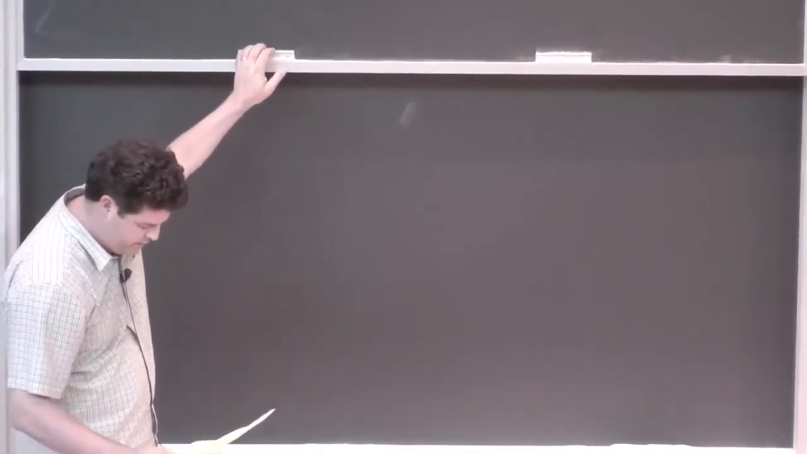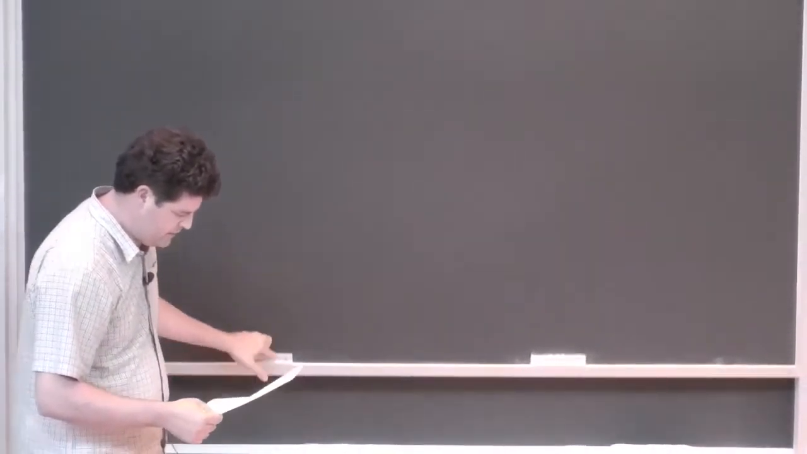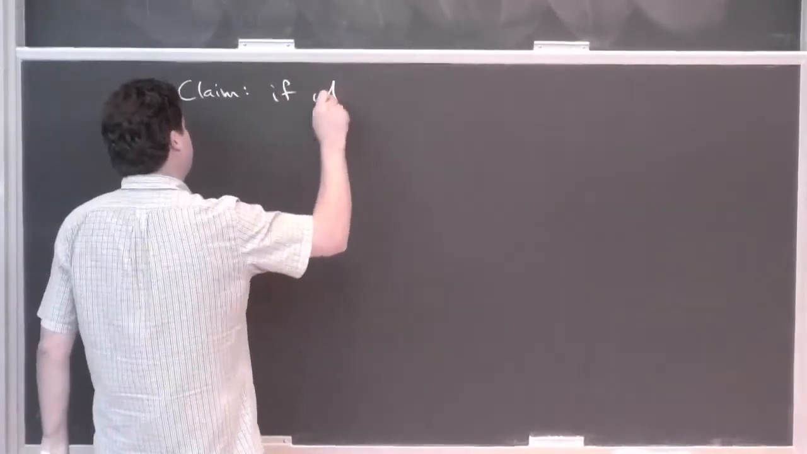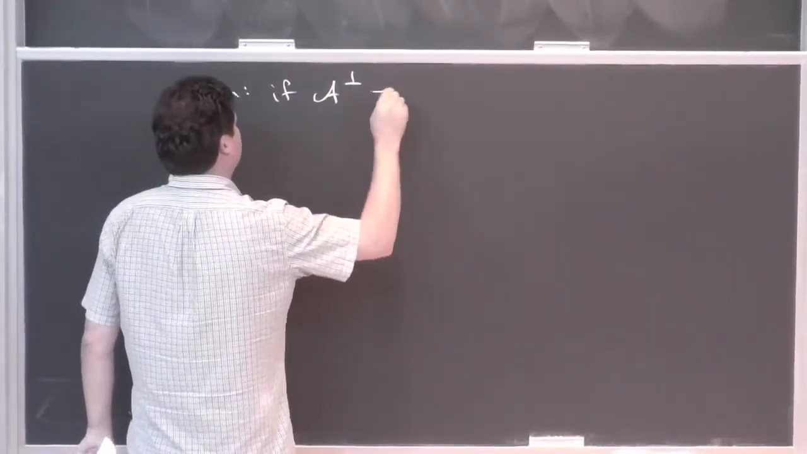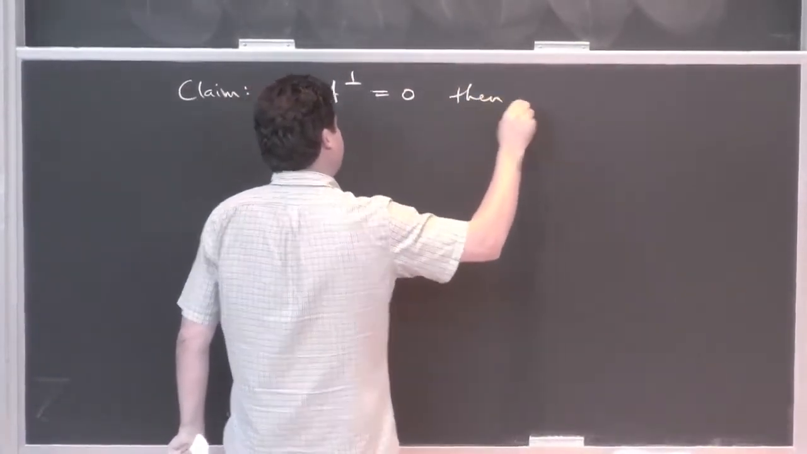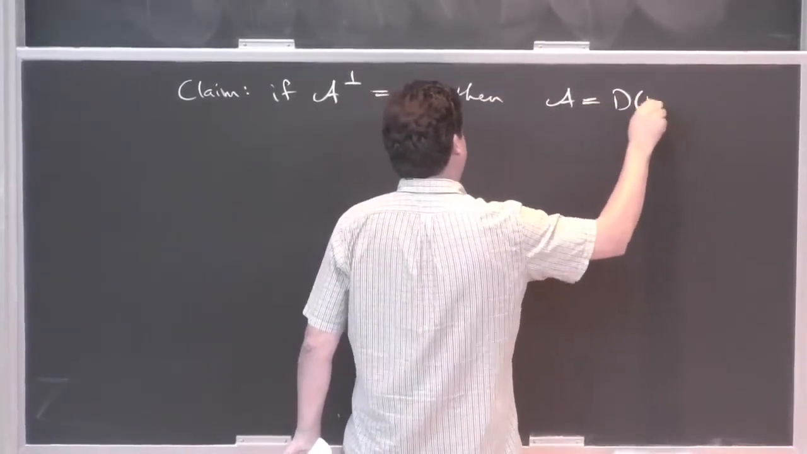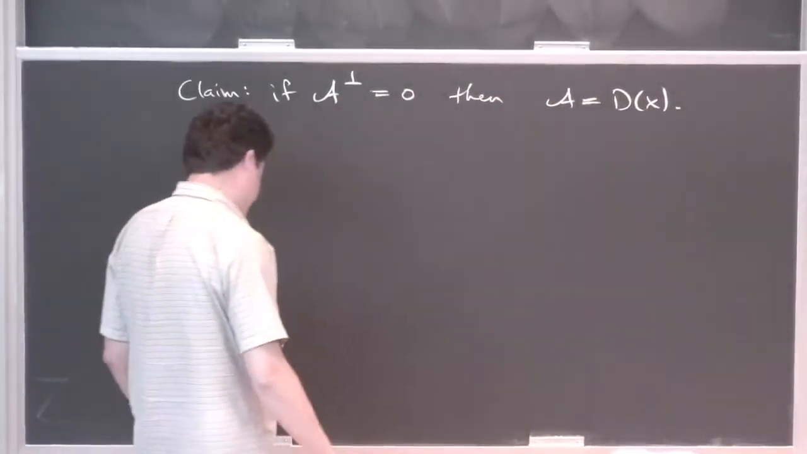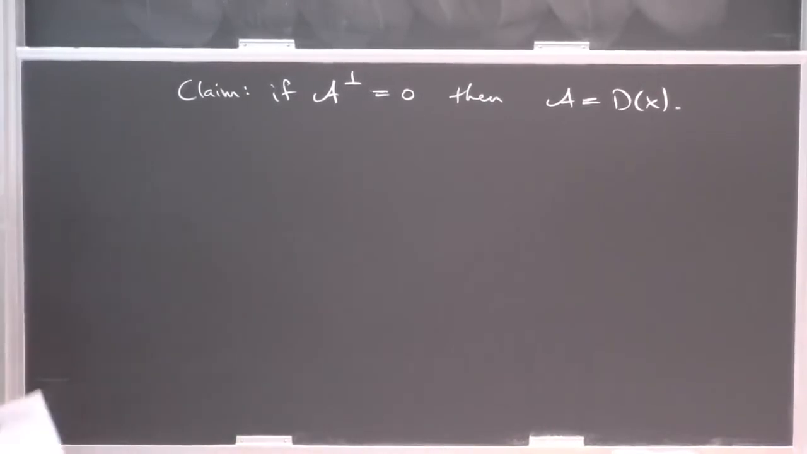And we wanted to say, so the claim was that if A perp is 0, then A is the whole category. And there's nothing geometric in this. This is all a purely formal kind of thing.